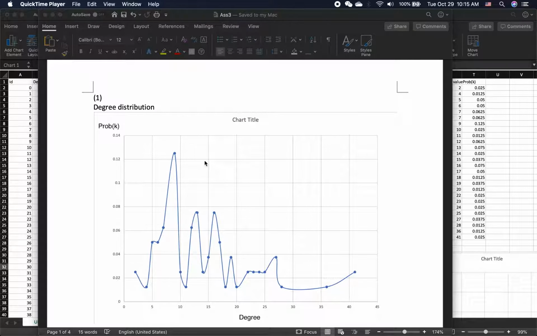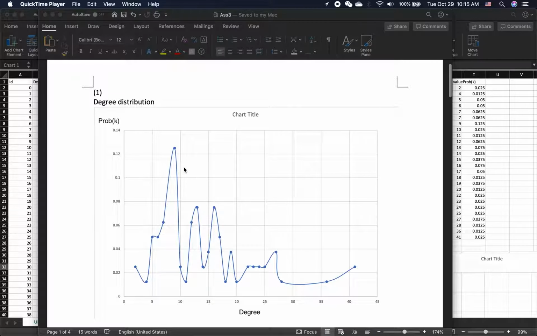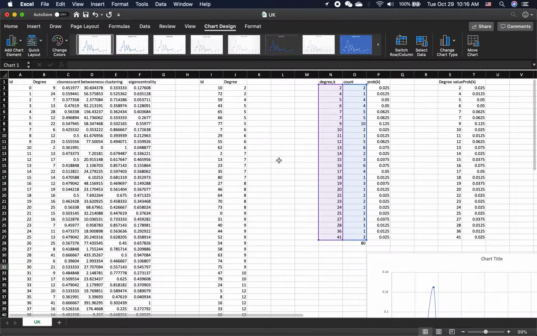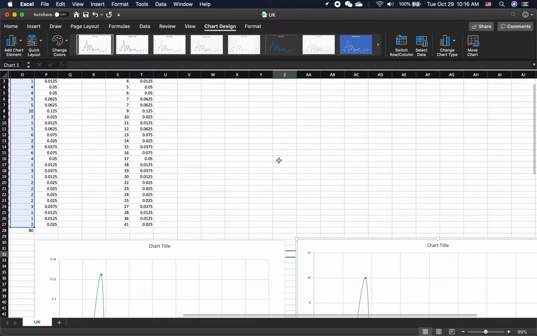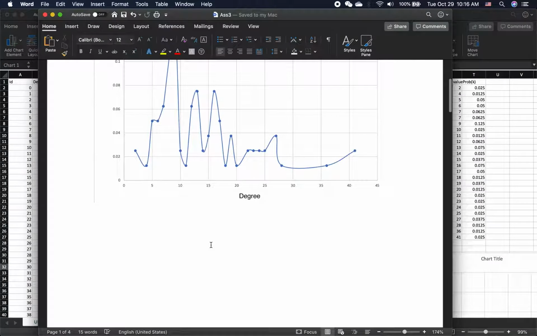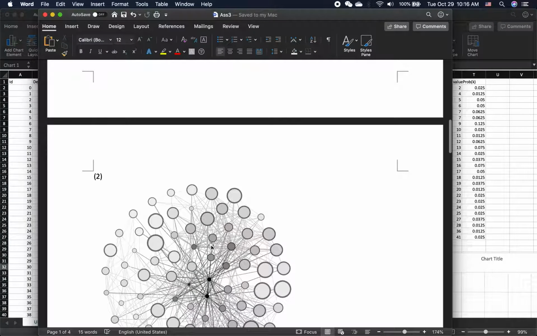This is the chart for degree distribution. This is probability. This is degree. I did all the calculation on Excel. This is my file, my data. And move to question 2.